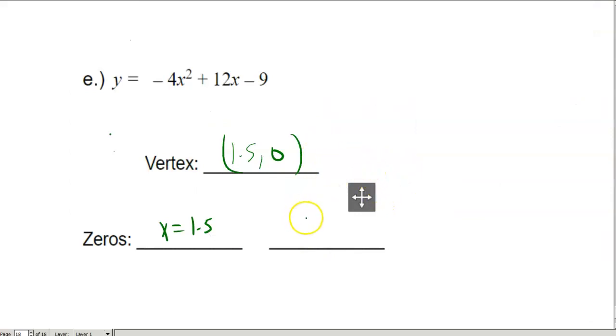So notice that in this practice problem, there are not 2 zeros, there's only 1 zero. And that's only going to happen, if you think about it, when the vertex happens to be the only time it hits the x-axis, or when the vertex is the zero.